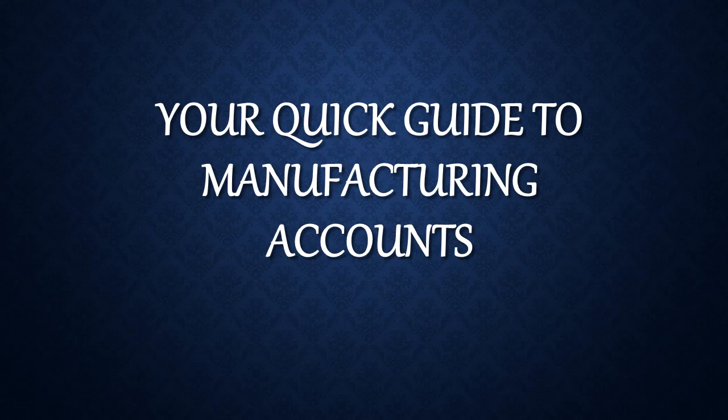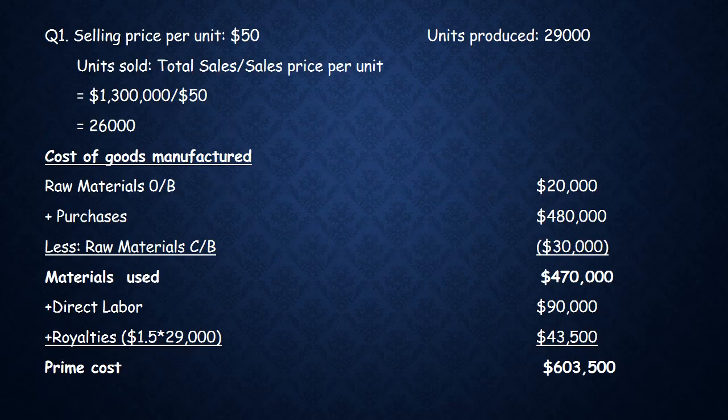Today we'll be learning about manufacturing accounts with solved examples. So let's get started. The first question, you have been given your selling price per unit and total sales. So you can calculate units sold by dividing total sales by selling price per unit. Units produced have already been given to you.